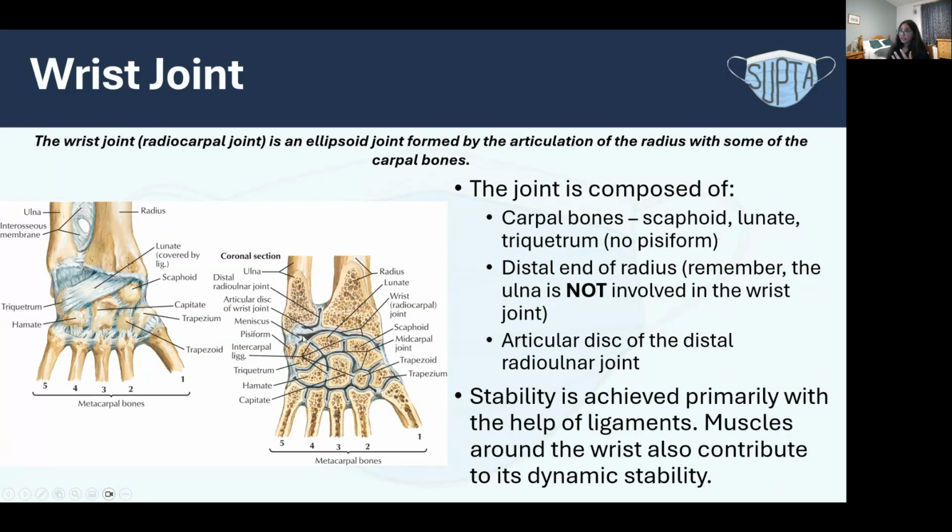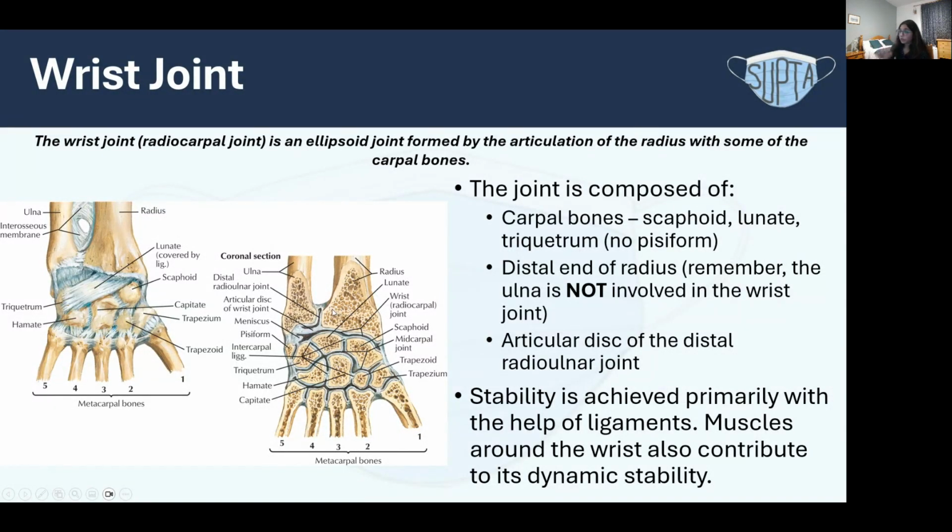And on this bit here, you can see that there is an articular disc of the radio-ulnar joint. So the radius and the ulna are joined together, and the disc of that joint articulates with the wrist joint. The ulna itself is not involved in the wrist joint, and this is a very important fact to remember because for some reason, examiners love to ask that question a lot. So just be aware of that. Okay, and again, stability is achieved with the help of ligaments.